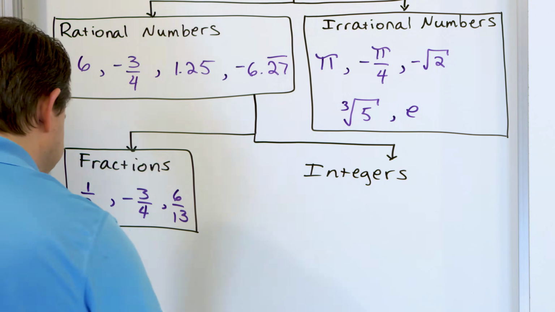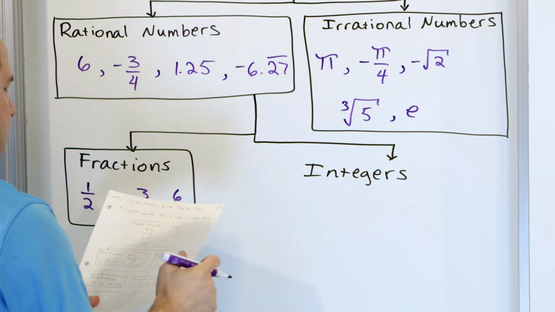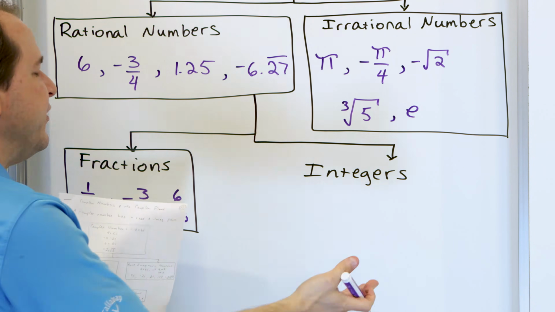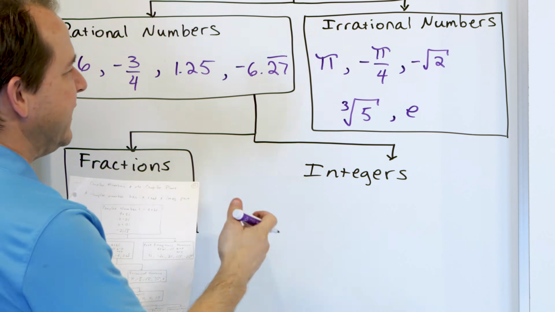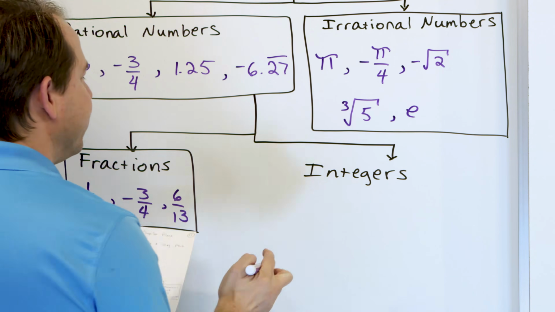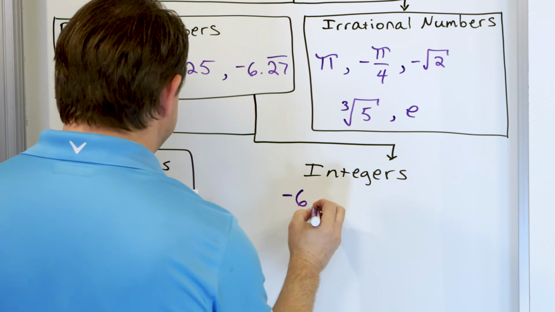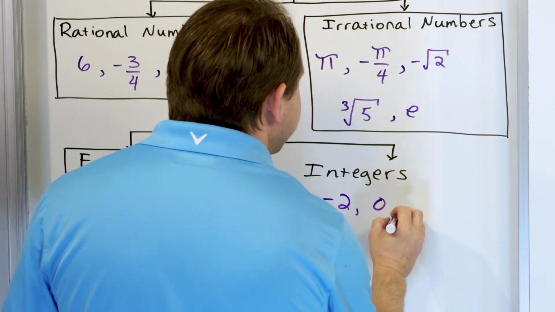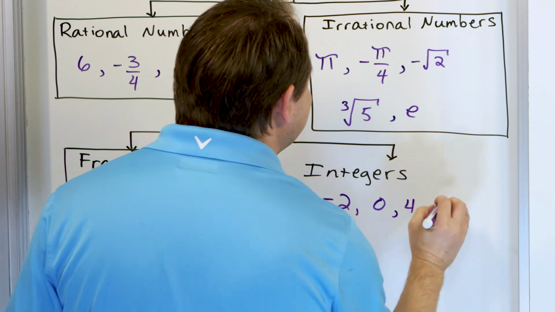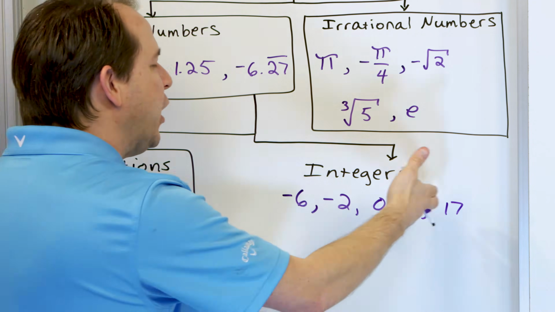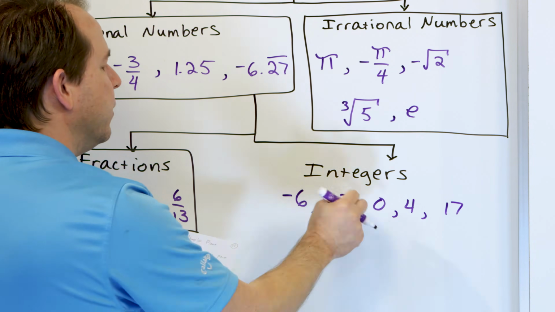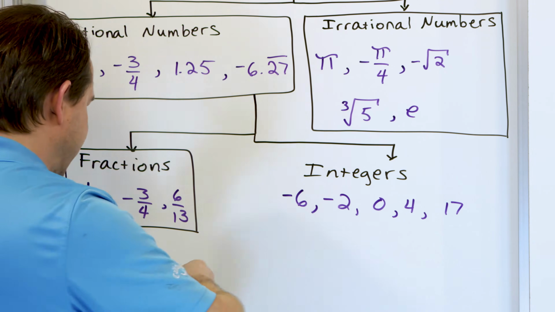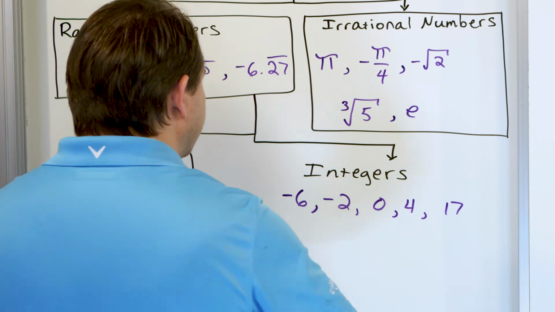What are integers? Well, integers are basically whole numbers, negative and positive, that live on the number line, including the number 0. So for instance, -6 is an integer, -2 is an integer, 0 actually is an integer, and the number 4 is an integer. The number 17 is an integer. So you see, they're basically whole numbers, including 0, but they can be negative and positive. We call those integers. All right?